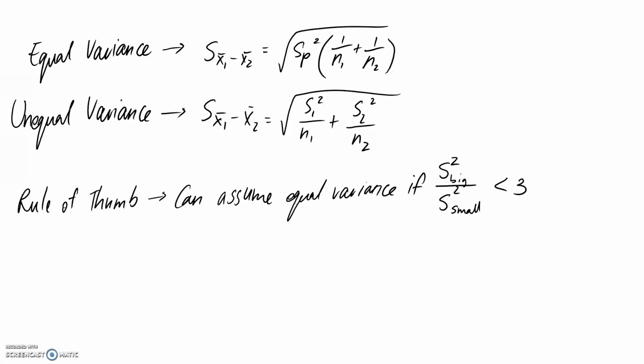You can assume equal variances if the variance of the bigger one divided by the variance of the smaller one is less than 3. Just remember that variance is equal to your standard deviation squared. So all you're looking for is the ratio between your two populations' variances, and if it's less than 3, then you can make the assumption that they're equal. So that's all there is for this recap video, and I'll see you in the example ones.